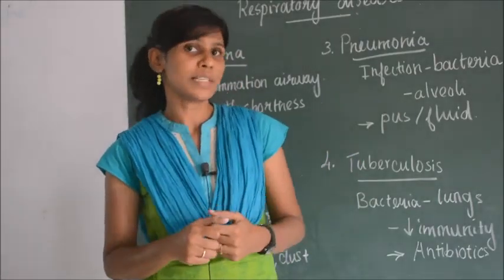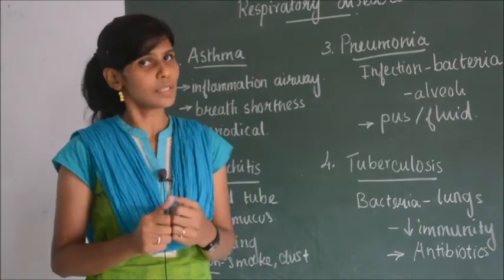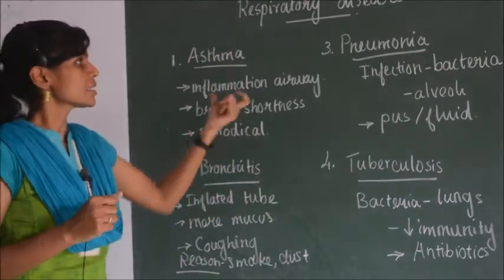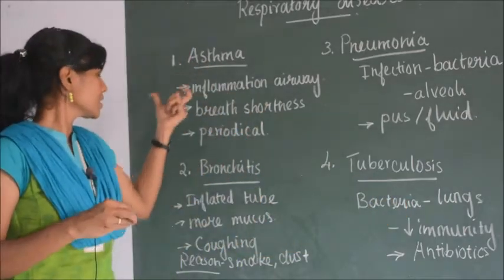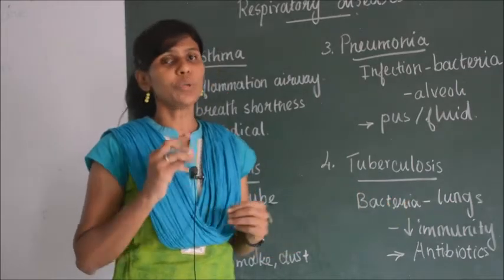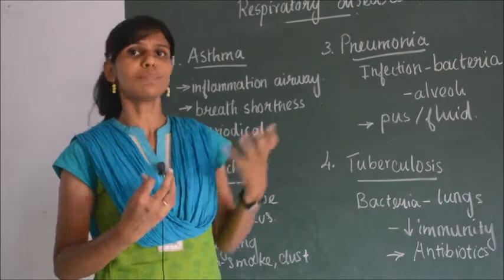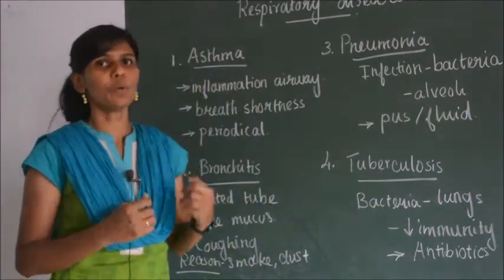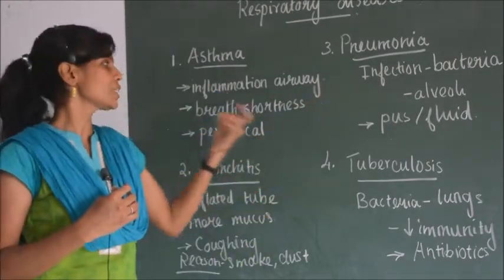Next, we will quickly revise respiratory diseases. There are 4 respiratory diseases given in your textbook. They are asthma, bronchitis, pneumonia and tuberculosis. You need to know what causes these diseases and what the symptoms are when you get the disease. Suppose I tell the name of a disease, you should be able to explain it from an exam point of view. So we'll quickly revise these 4 diseases.